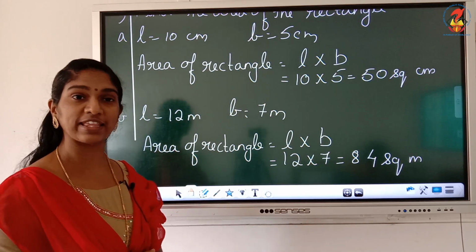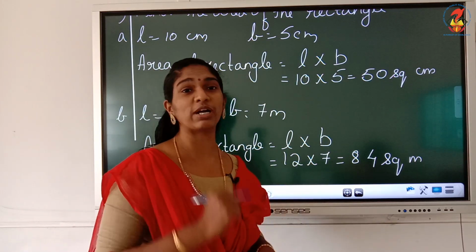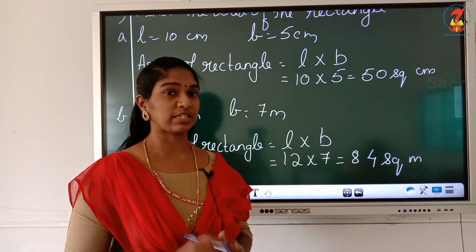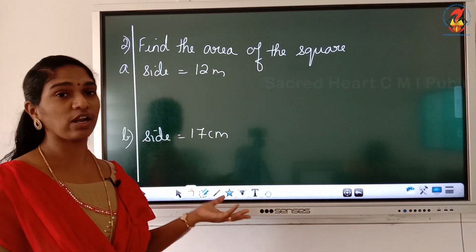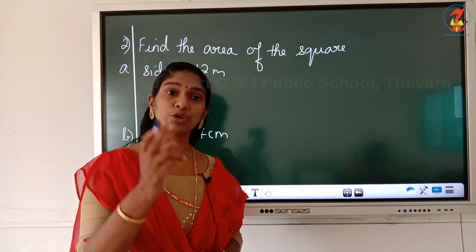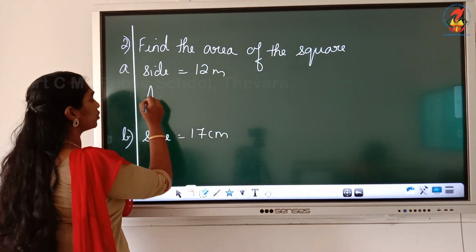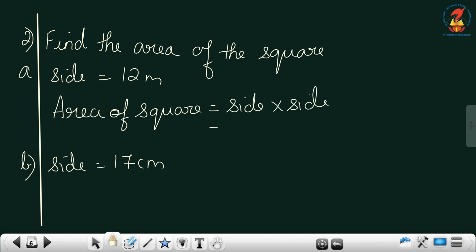Area of rectangle is equal to length into breadth. How did you find the perimeter of the rectangle, children? You added the length and breadth and you multiplied by 2. To find the area, you are multiplying the length and breadth, L into B. Now, find the area of the square. We know square, all the 4 sides are equal, so they will give you one side. When they gave you one side, how did you find out the perimeter? You multiplied that side by 4, isn't it? Now, to find the area, what you have to do? You have to multiply the side. Area of square equal to side into side.